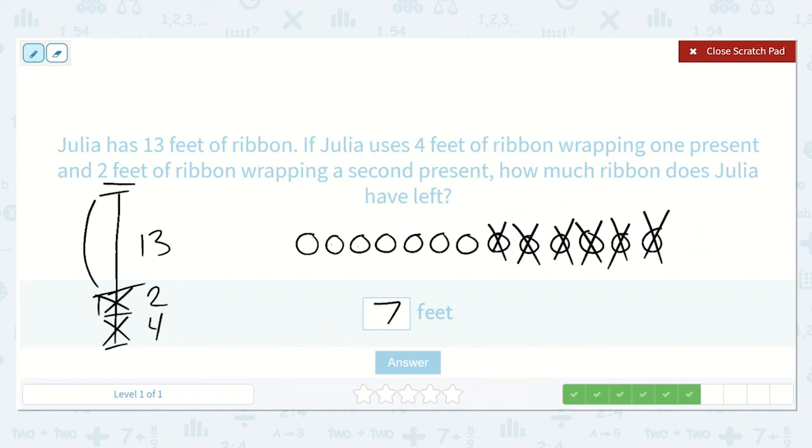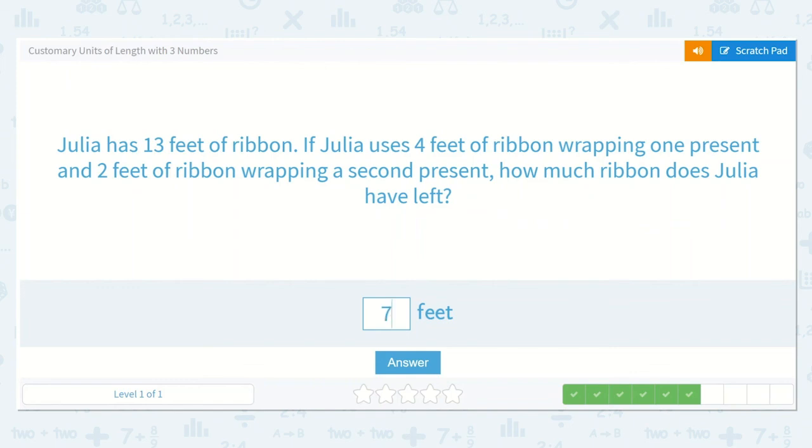7 feet left. So this isn't 13 anymore. The whole thing is 13, but this right here is just 7. This distance here. Great work. 7.